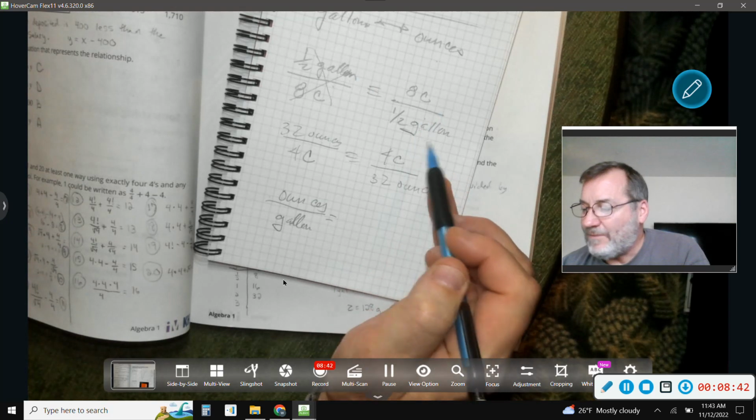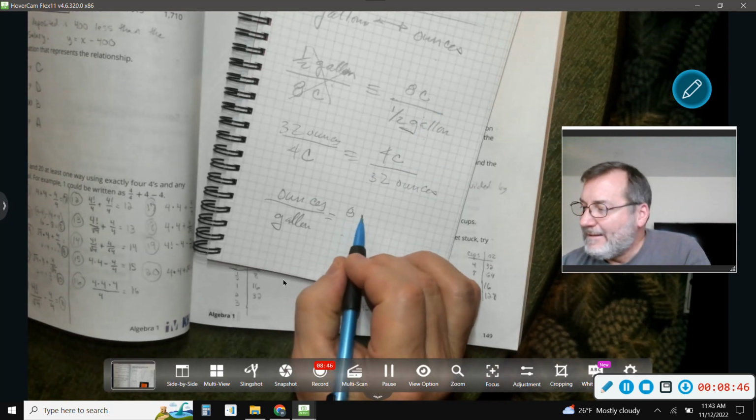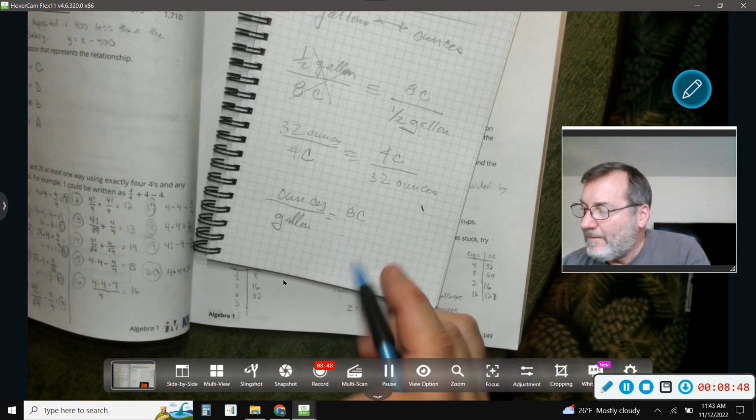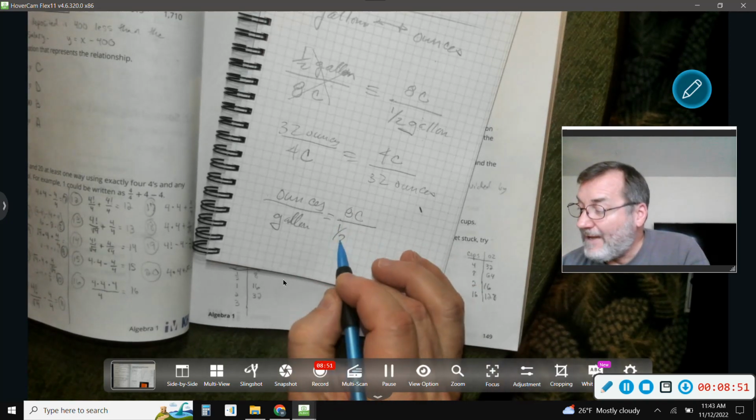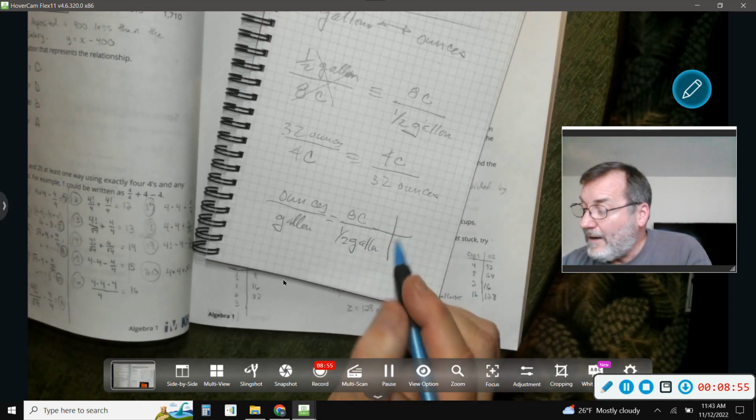I'm going to use this one because gallons are in the bottom. All right, so I like this one. I like 8 cups per half gallon. All right, and now I'm halfway there.